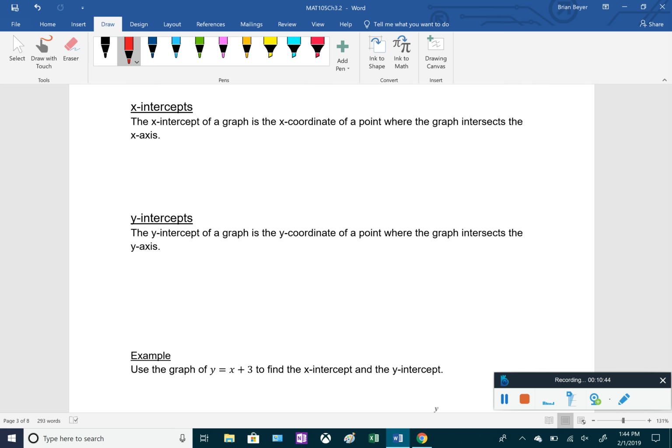Okay, so this brings us to an x-intercept. So the x-intercept of a graph is going to be the x-coordinate of a point where the graph intersects the x-axis. So the x-intercept is where it's intercepting the x-axis. This means that the y-coordinate is 0.